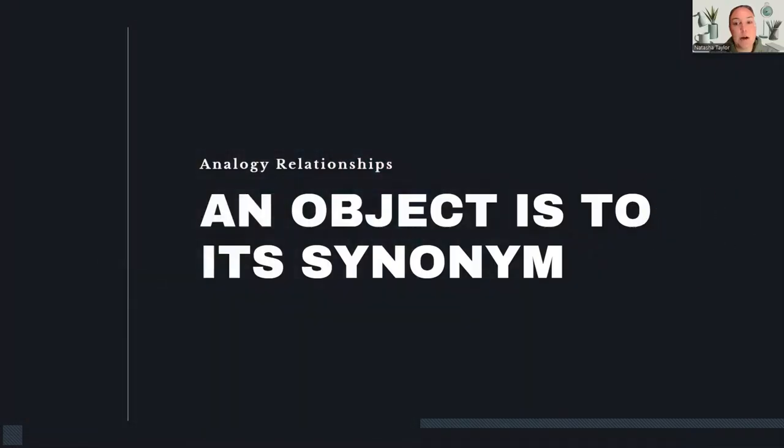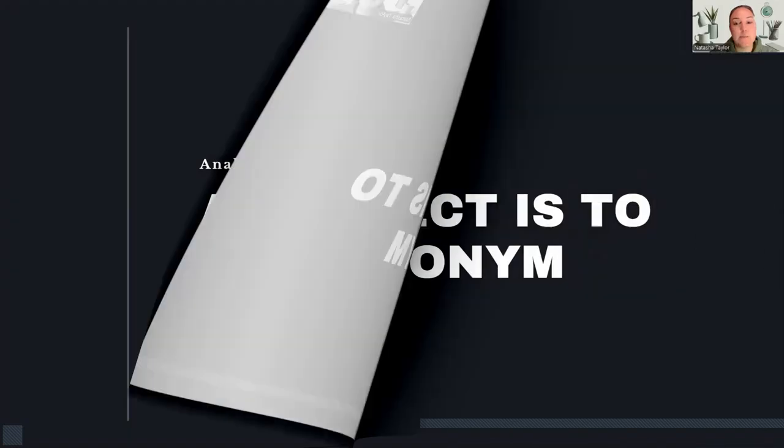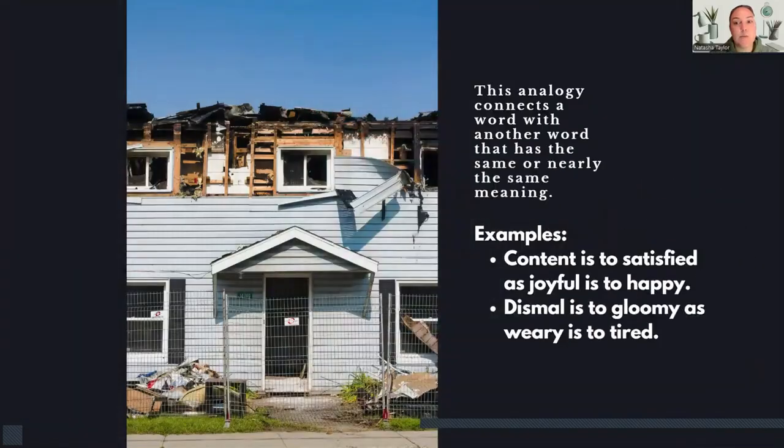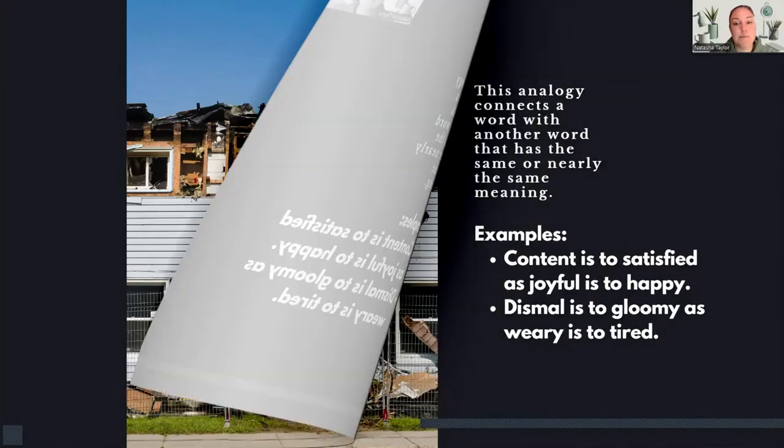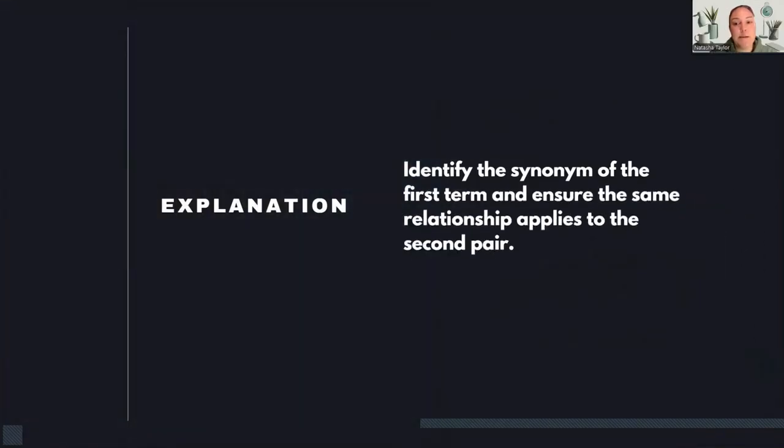Analogy relationships. An object is to its synonym. This analogy connects a word with another word that has the same or nearly the same meaning. Examples: content is to satisfied as joyful is to happy. Dismal is to gloomy as weary is to tired. Explanation. Identify the synonym of the first term and ensure the same relationship applies to the second pair.